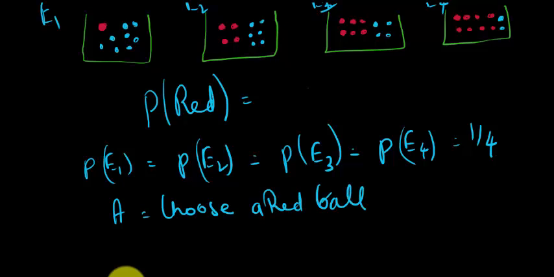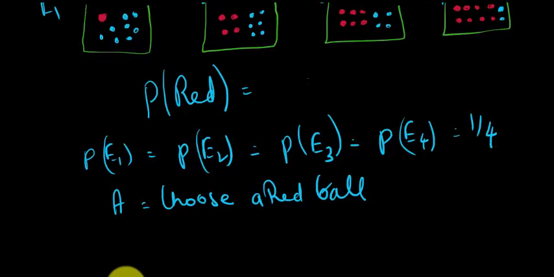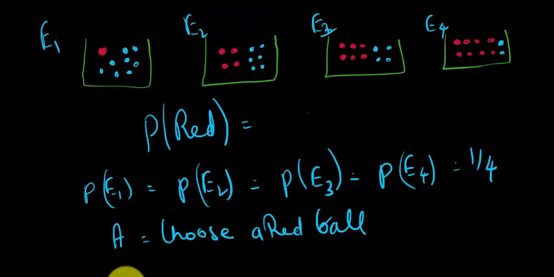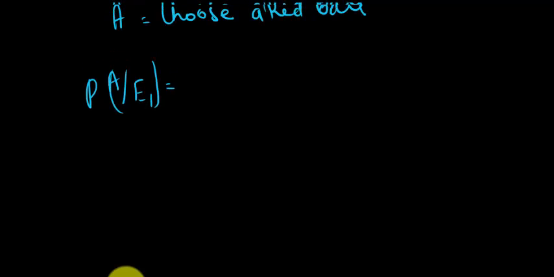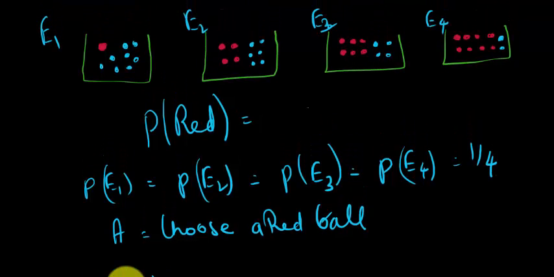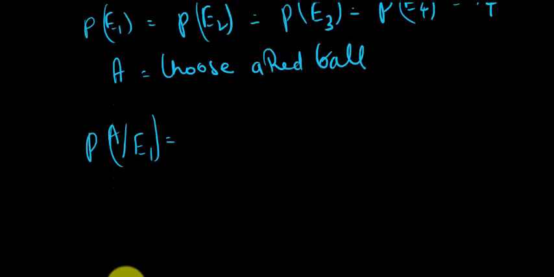Now once I have defined my event as choosing a red ball, I'm now going to find out the probability of choosing a red from the first bag, which is probability of A given that the first bag has been chosen. Okay, how many reds are there in the first bag? 1. And how many overall? 1, 2, 3, 4, 5, 6, 7, 8, 9. So probability of A given that E1 has occurred is 1/9. Okay, perfect.